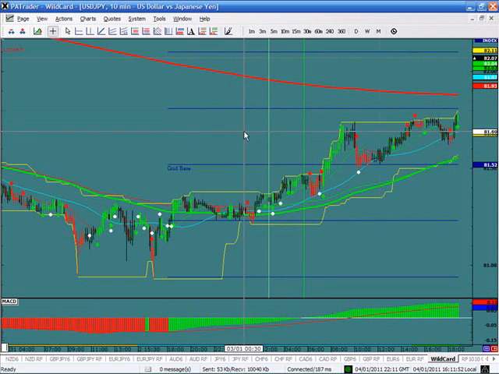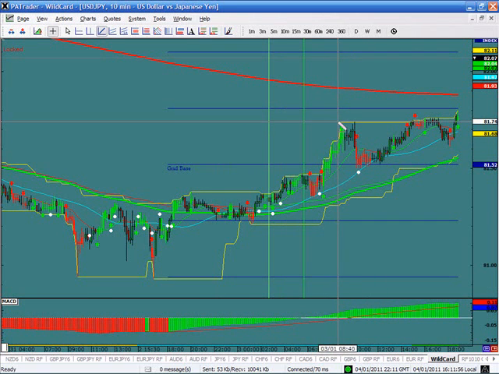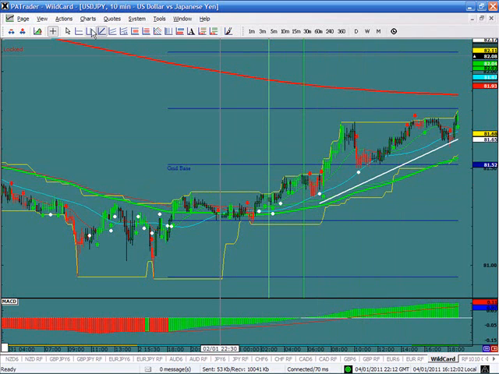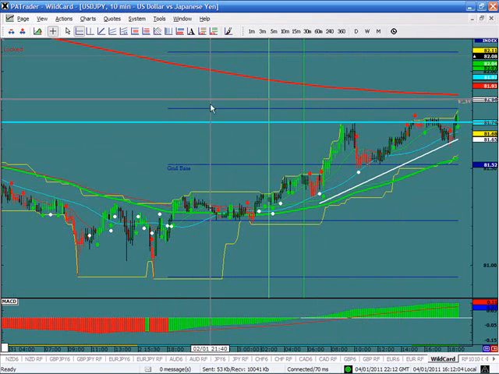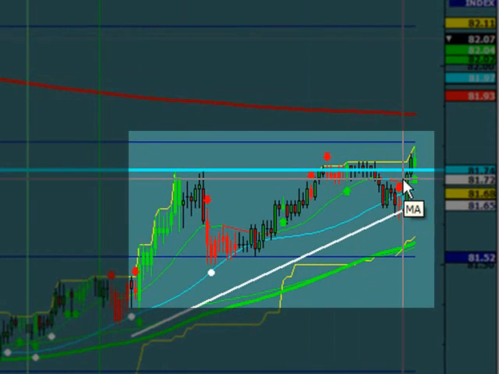Okay, so we can actually see one being drawn right now. You can see that we've got a wedge happening. This is live, so right here, see, and we'll put a little line across here. So there's the wedge right there. Now that wedge is going to break to the north side.